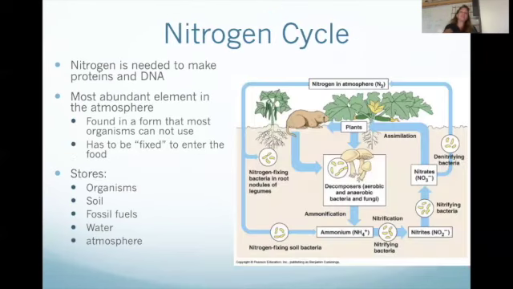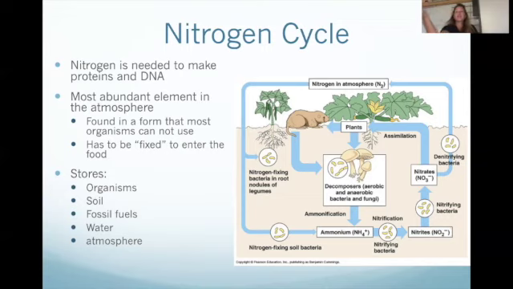Nitrogen cycle. Nitrogen's needed to make proteins and DNA. It's the most abundant element in the atmosphere, but realize that the form that's in the atmosphere is not a form that you can take in. So it has to be fixed by organisms into a more usable form.